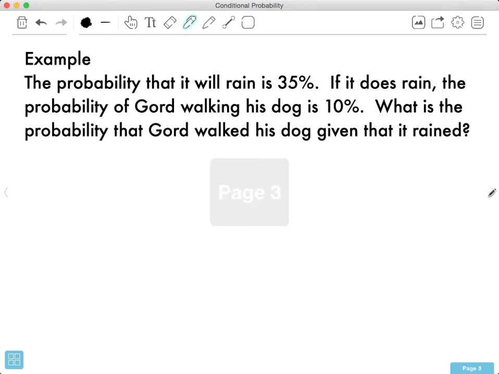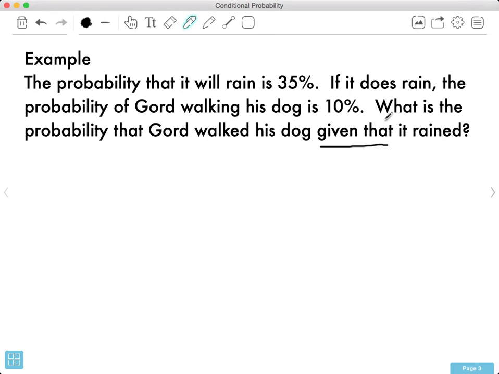So let's look at this with some numbers. The probability that it will rain is 35%. If it does rain, the probability of Gord walking his dog is 10%. What is the probability that Gord walked his dog given that it rained? I see that "given that" phrase, and I know this is a conditional probability question.